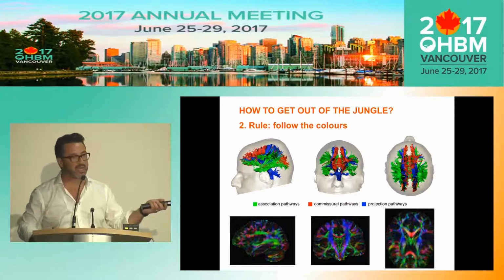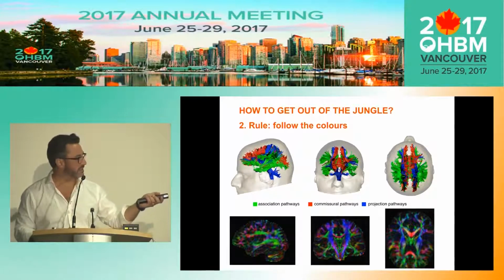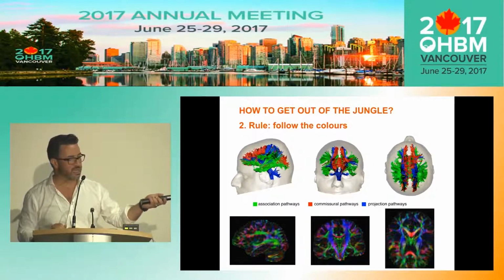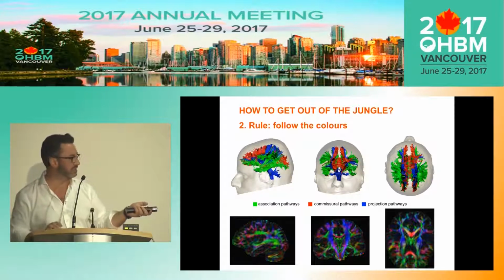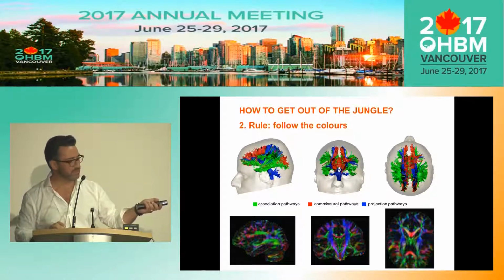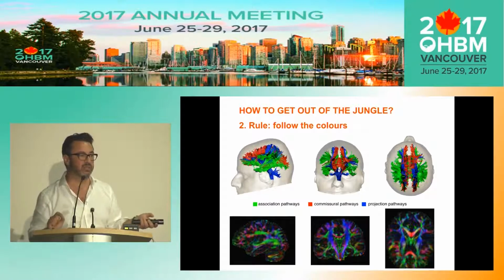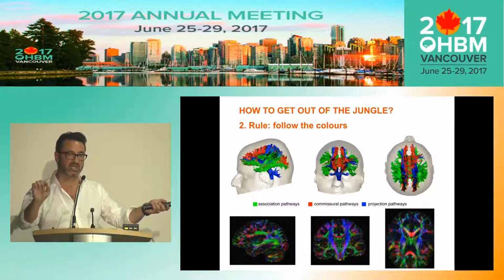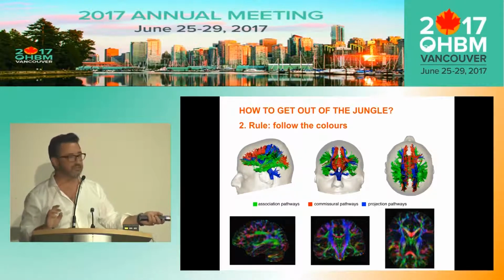Now, the second rule is that when you look at the tractography, just follow the colors. Tractography allows you to see the orientation of the fibers within voxels, and there is a color coding. We use green for association pathways, red for commissural, and blue for projections. But be careful, because according to whether the color coding refers to the entire streamlines or just the voxels, you have different information.